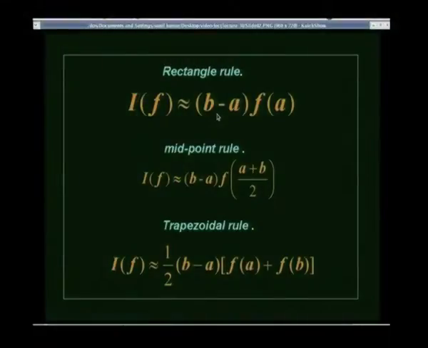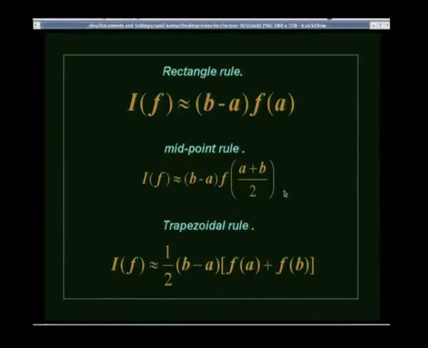So, that is one method which we learned, and then another method again involved evaluating the function only at one point, which is now in between a and b, that is a plus b by 2, and multiplying it by the interval b minus a. So, that is again another approximation. We call that the midpoint rule.